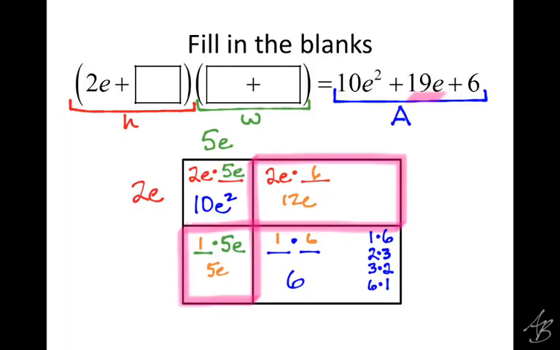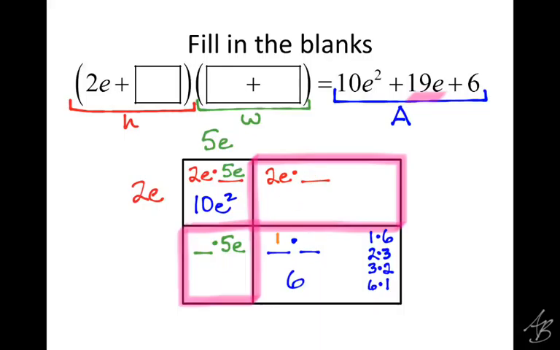Did this one work? No. Why not? How do I know it's wrong? When I add these two areas together, it should give us what? 19e. What is 5e plus 12e? 17e, right? So these add up to 17e, but they're supposed to add up to 19e. So I know that the 1 times 6 is wrong.